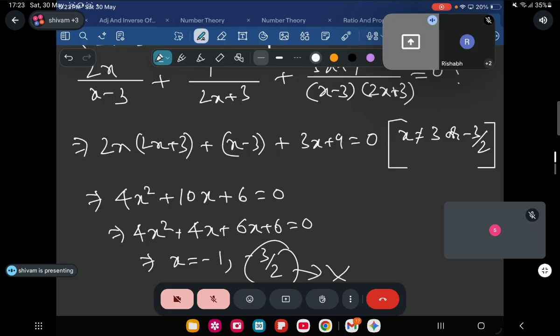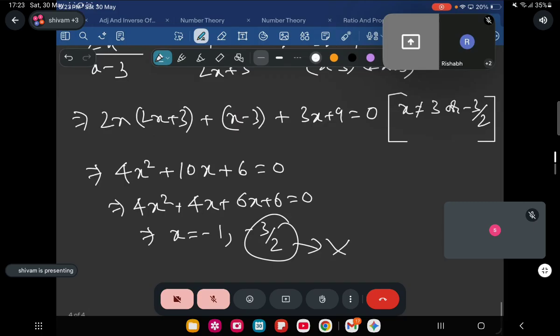But this one is discarded. Why is it discarded? Because the denominator cannot be equal to 0. So x has to be equal to minus 1. Is it clear? Yes, sir, we'll have only one. The other root is discarded because it is not in the domain. Sometimes this kind of question will come and they will ask you to find the number of solutions of this equation. If you write 2, you'll get it wrong.